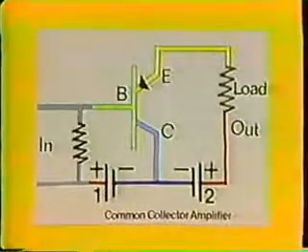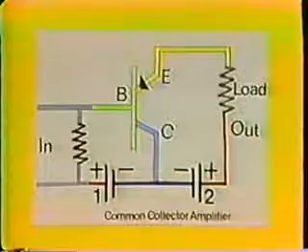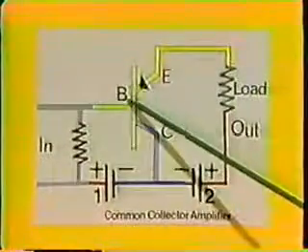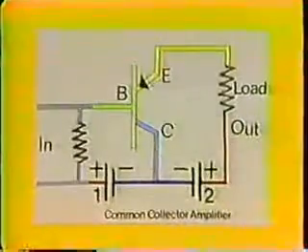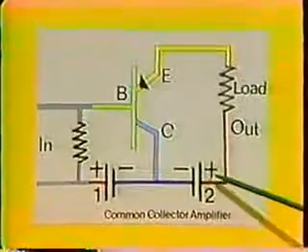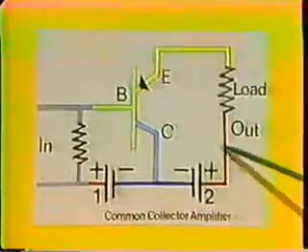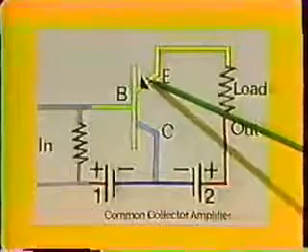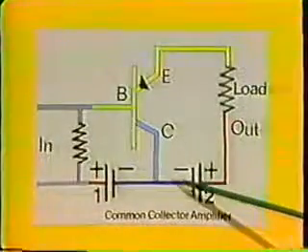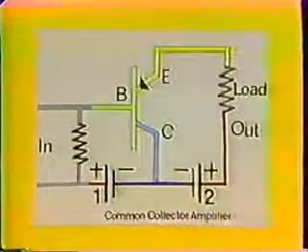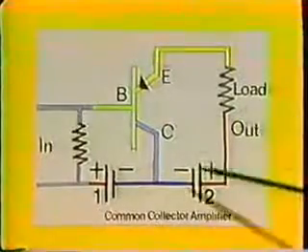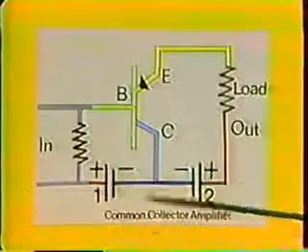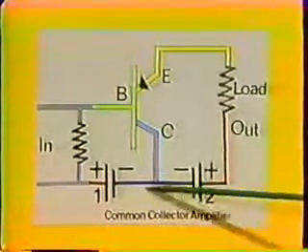The third configuration of the transistor amplifier is the common collector amplifier. The common collector amplifier is often called an emitter follower. As with the other two amplifiers, the base emitter junction must be forward biased. The forward bias is provided by connecting the positive terminal of battery 2 to the emitter, which is P-type material, and the negative terminal toward the base, which is N-type material.